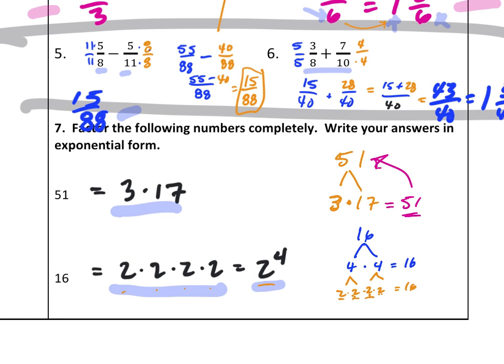Remember, this number is always our base. It's what we are repeating, right? And this number here is our exponent. How many factors, how many times are we repeating it? So we repeated this 1, 2, 3, 4 times. And the repeated operation is multiplication.